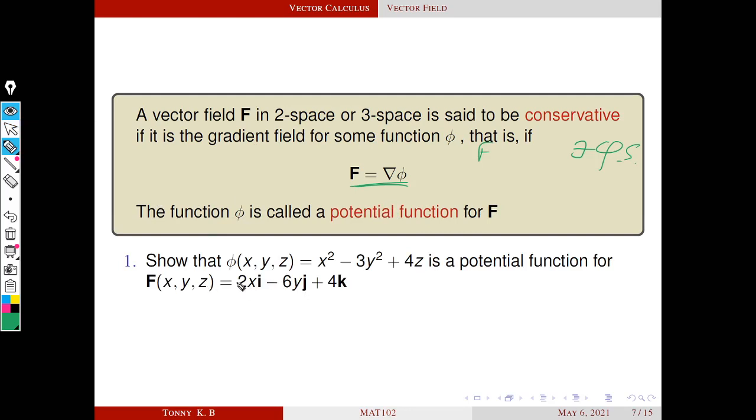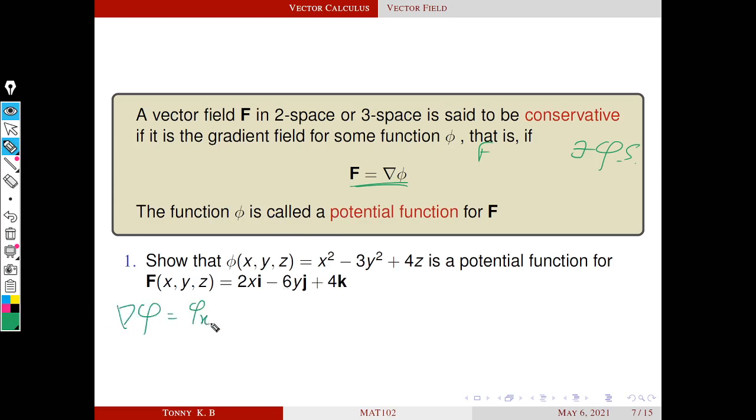Okay, problem. Show that phi equal to x square minus 3y square plus 4z is a potential function for 2x i minus 6y j plus 4k. So it is very easy because F is a potential function of phi only when del phi equal to F. So you simply evaluate del phi. How to find del phi?